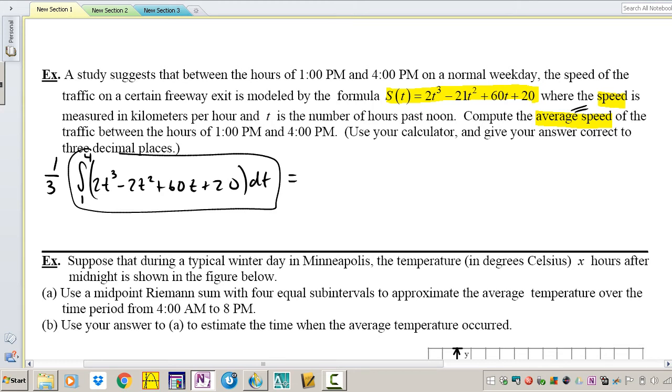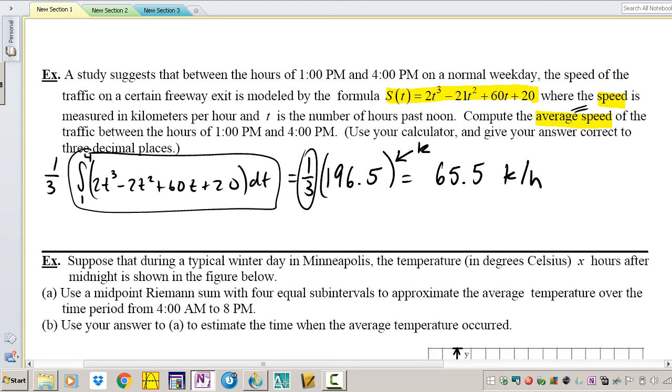So when we integrate this, I'm using a calculator, okay? I'm using a calculator, so it tells me that the integral of S of t is 196.5. And then I'm going to go ahead and divide it by 3. So when I divide by 3, I get 65.5 kilometers per hour. Because this represents kilometers, 1/3 represents hours in the denominator. So it's kilometers per hour.